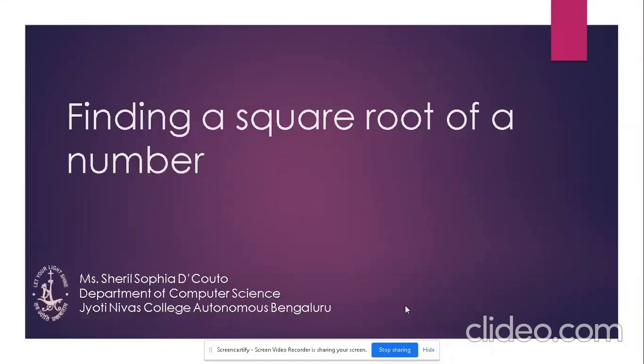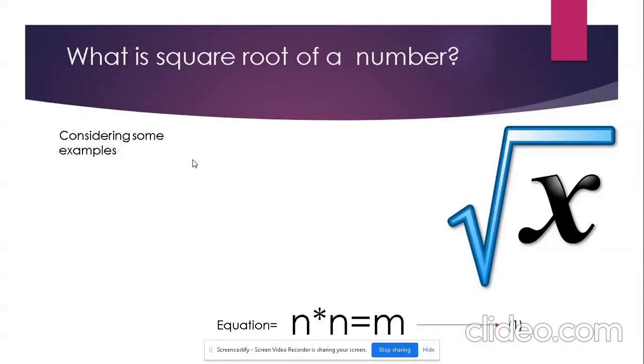So we're going to understand the problem of finding the square root of a number. The problem here is, given a number m, we need to devise an algorithm to compute the square root of m. So that is the problem that we need to solve: if an m is given, we need to find the square root of m.